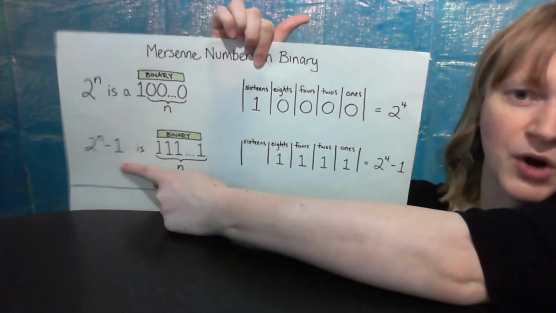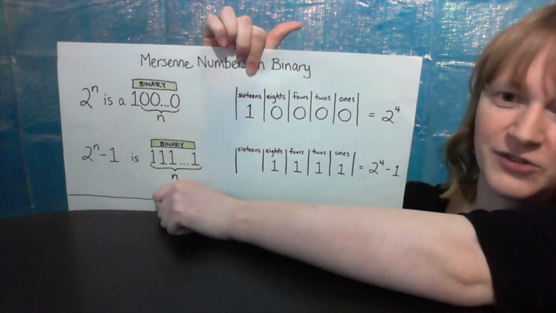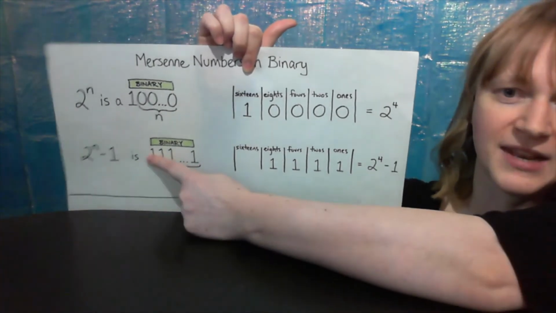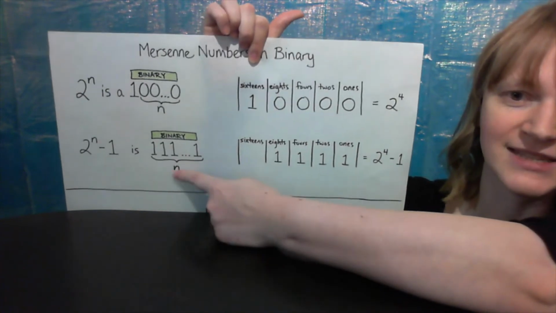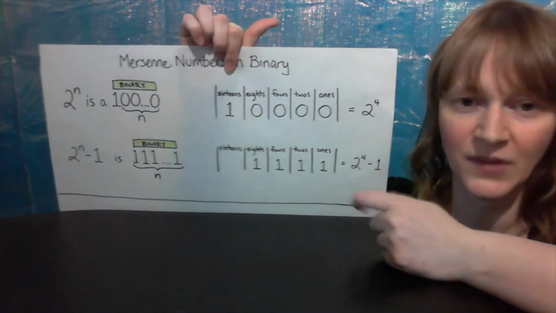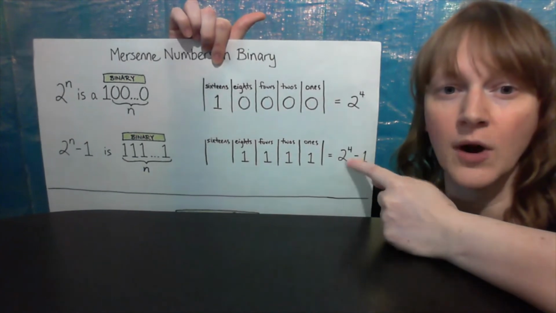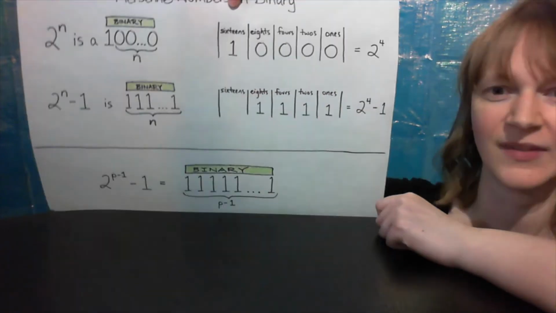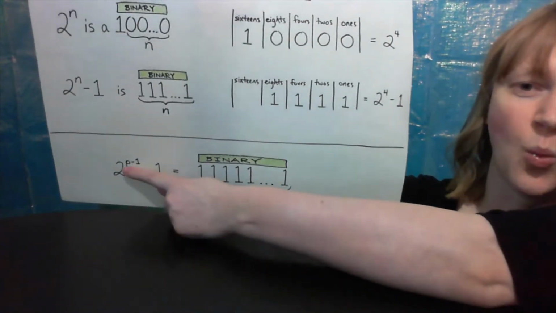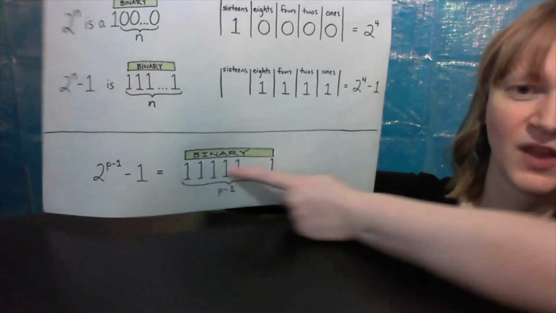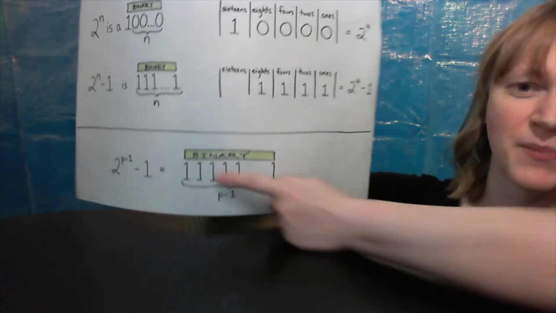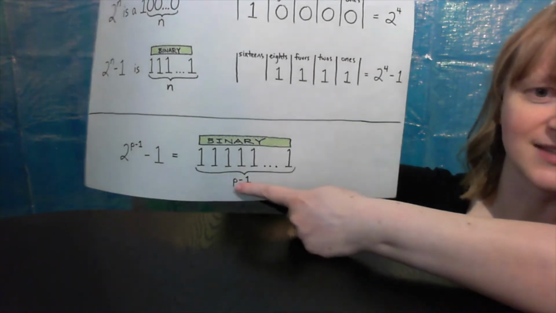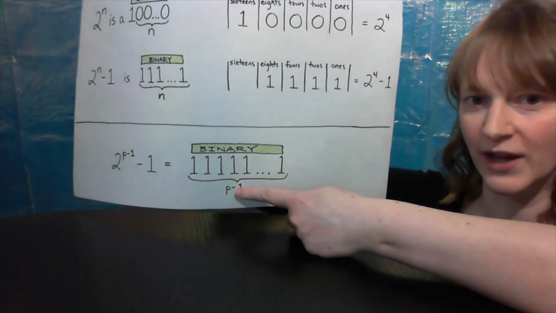The Mersenne number, 1 less than a power of 2, is a string of 1s in binary where the number of 1s is the same as the exponent. So for example, 2 to the power of 4 minus 1 is a string of 4 1s. So going back to 1 less than the prime, we can represent that in binary by a string of 1s where the number of 1s is the same as the exponent, p minus 1.